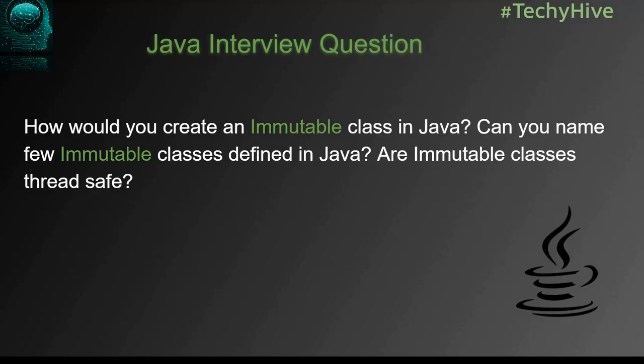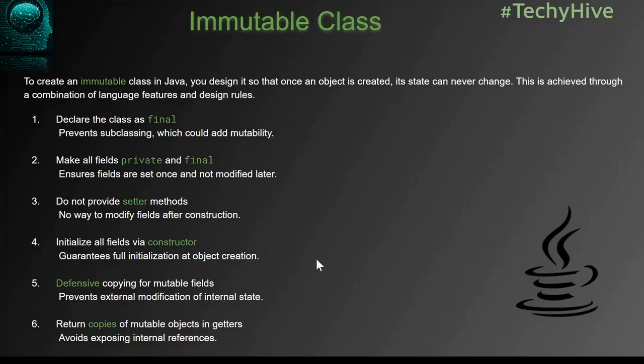So by asking this question, the interviewer wants to understand that you have a good understanding of how class states are changed and how to make a class thread safe. Let's jump into the answer. To create an immutable class in Java, you design it so that once an object is created, its state can never change. And this is achieved through a combination of language features and design rules.